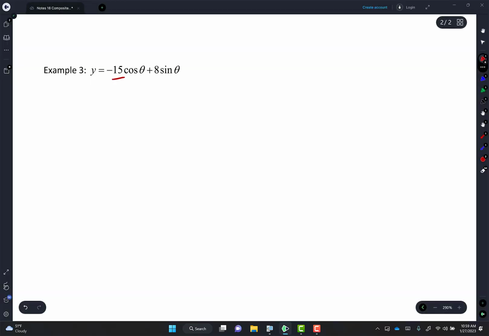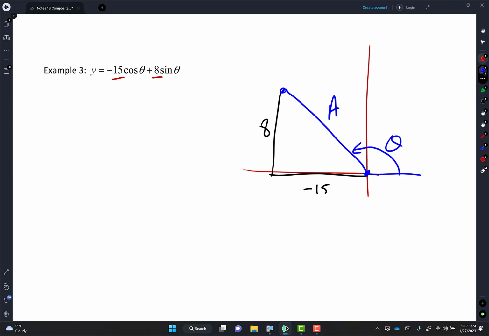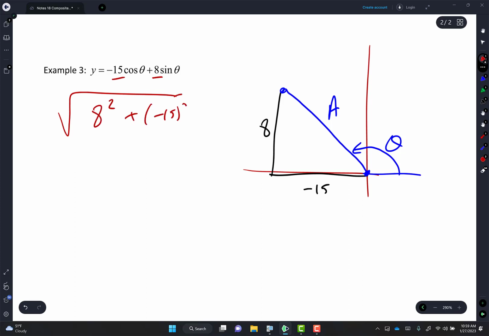I'm going to do a grid. That -15 is like an X. That 8 is like a Y. So I'm going to exaggerate quadrant 2. So -15, I'm going to say that's -15. If not to scale, I'm going to say that's 8. And what I want is the distance from the origin to that. That's my amplitude. There's my angle. Here's the angle I want. Here we go. It is a Pythagorean triplet, but if you don't remember it, that's fine. 8 squared plus parentheses -15 squared, and I believe you're going to get 17.